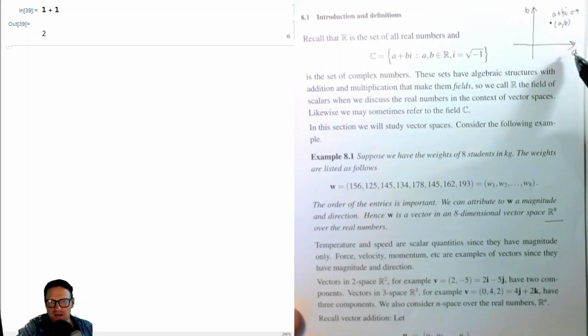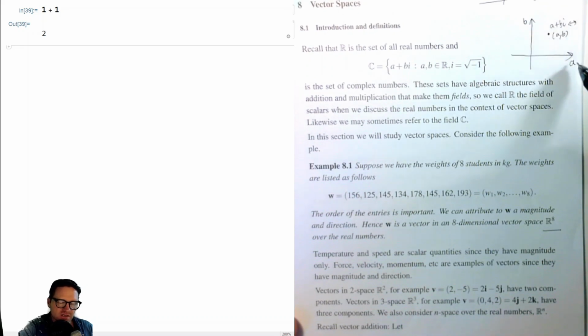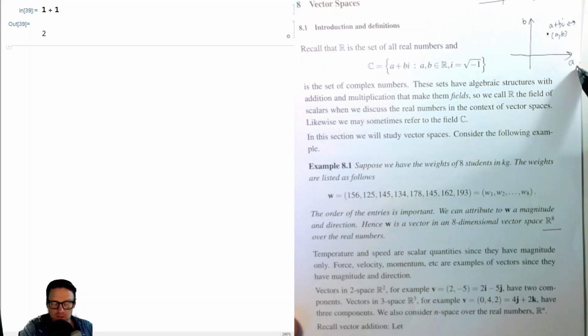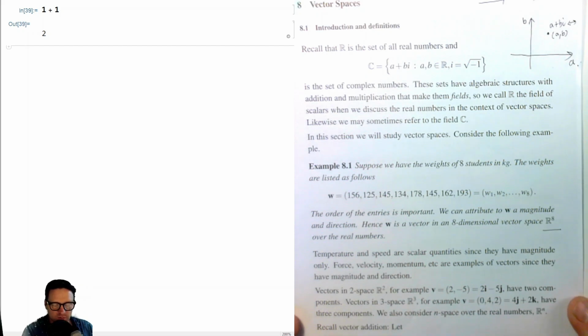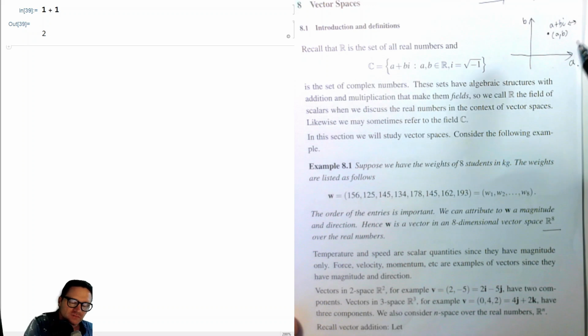Just as the set of complex numbers over the real numbers is a two-dimensional vector space over the set of real numbers, because we have real numbers possibly going this way and real numbers possibly going this way. So every complex number requires 2 real numbers to describe it. And so the set of complex numbers, which in itself is a field, is a vector space over the real numbers. And I say over the real numbers because the coordinates are real numbers.